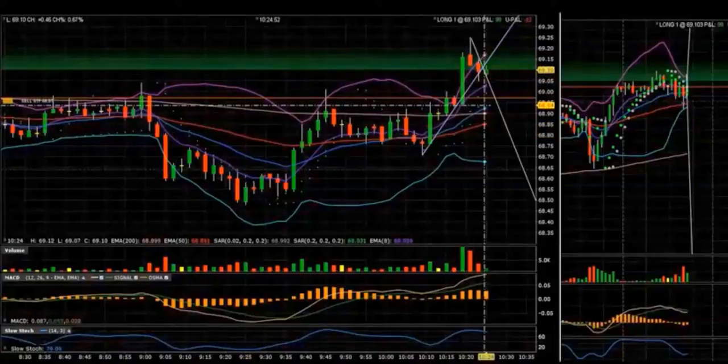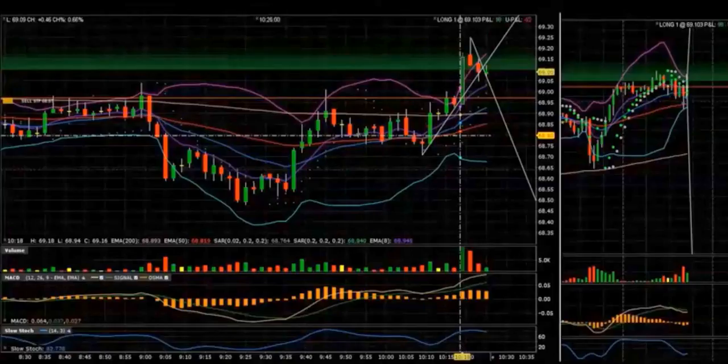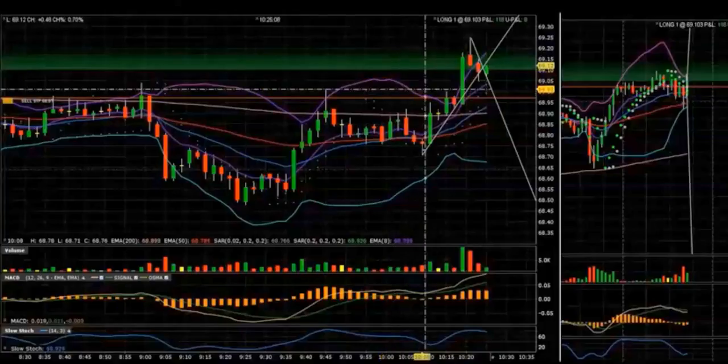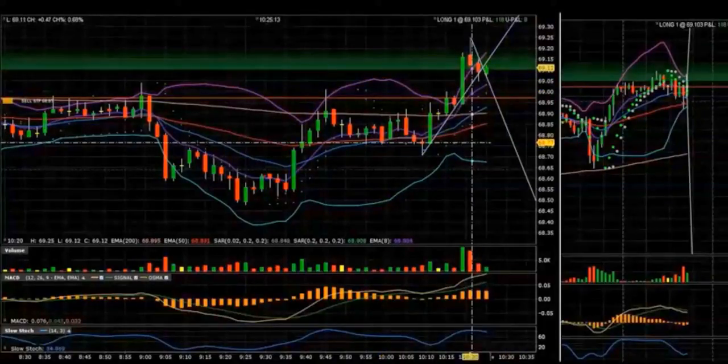I got my stop set at 68.97, giving myself 12 cents. I bought it at 69.103, well, 69.10 basically. I'm in the money now. You can see the $8 in the money.